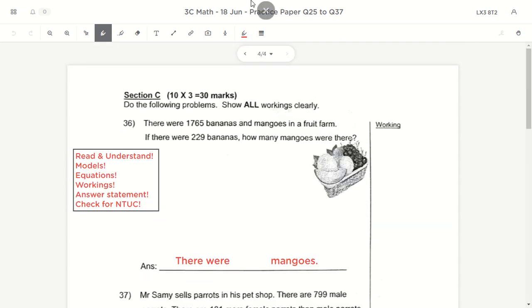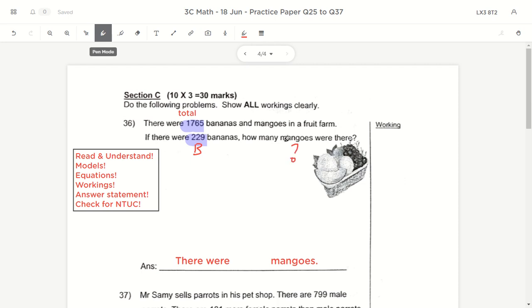Okay, now let's go to the 2 word problems. Better make sure I can finish within 30 minutes. I think it's possible. These 2 word problems are straightforward, so I'll go pretty fast. There are 1,765 bananas and mangoes, so this is the total. And now they are asking you if there are 229 bananas, how many mangoes?